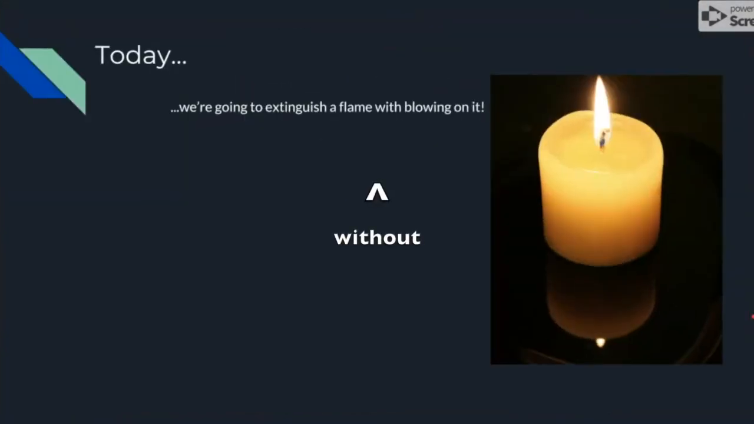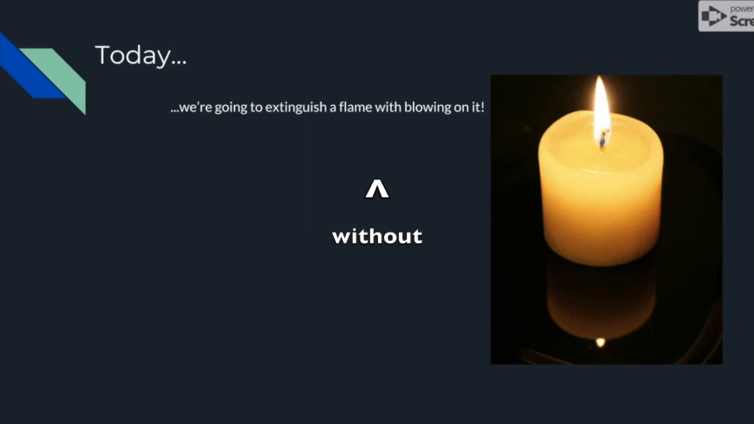Today, we're going to extinguish a flame without blowing on it. Of course, make sure you have an adult with you at all times while doing this experiment. We're going to be handling a flame, so you definitely want a parent with you to light the candle and to watch you do the experiment.